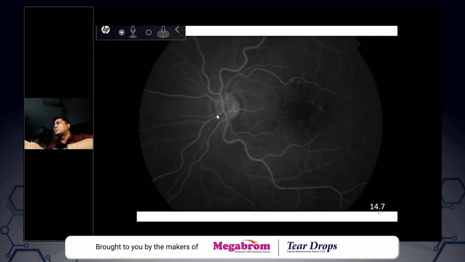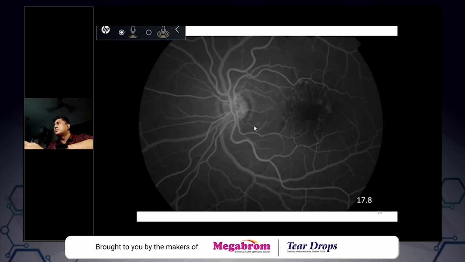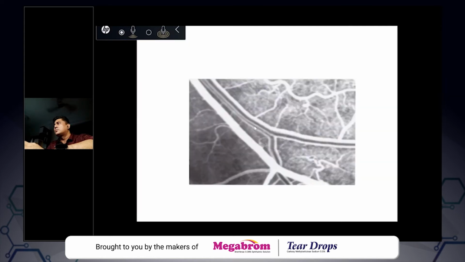So it becomes more prominent. It is getting this along the vein. It is coming into the disc. So it is going along the artery peripherally, coming back along the vein into the disc. So this is called the arteriovenous phase of the angiogram.